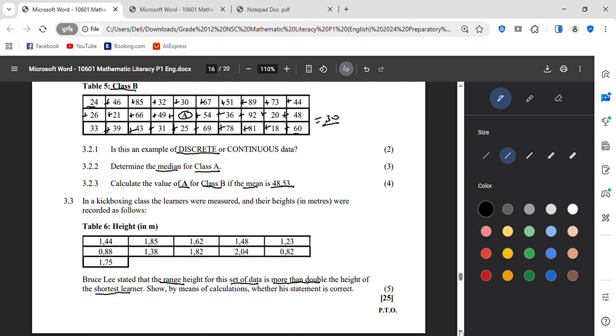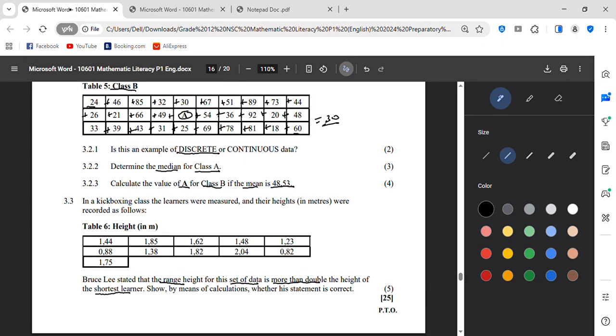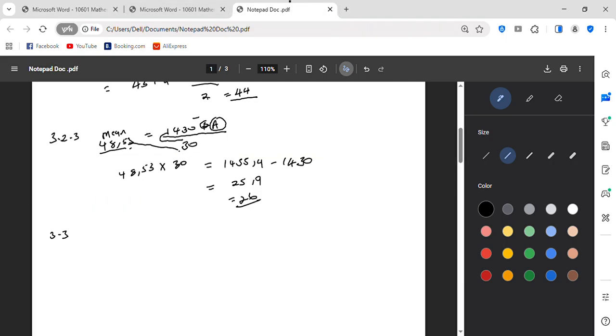How do we calculate the range? The range, we say what? This is 3.3. To calculate the range, we say the biggest value minus the smallest value in the set of data, or in a data set. Biggest minus smallest. So in here, let's look at our biggest value in this data set. So our biggest value here is 2.04, and then our smallest value is 0.82.